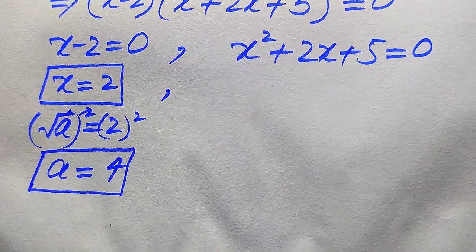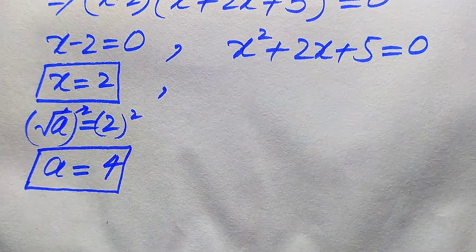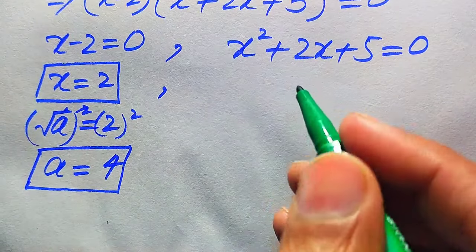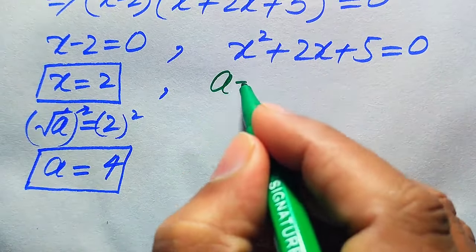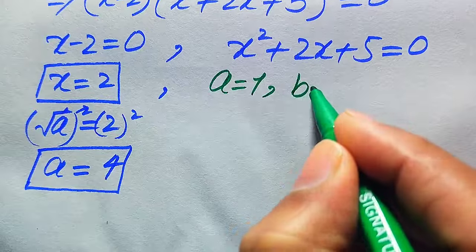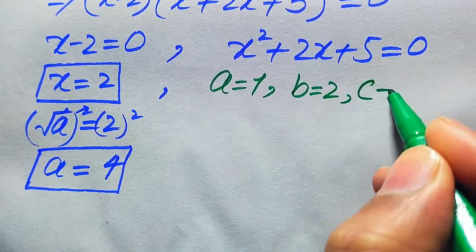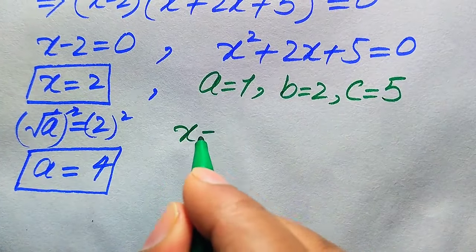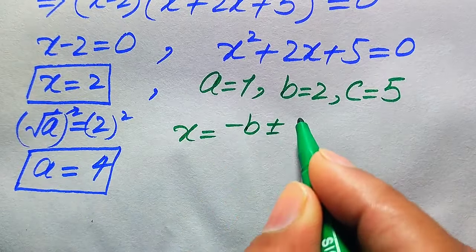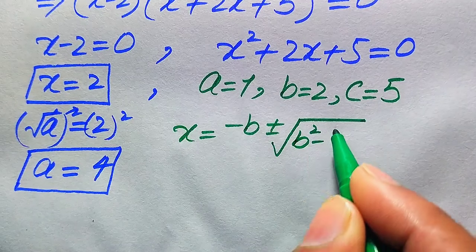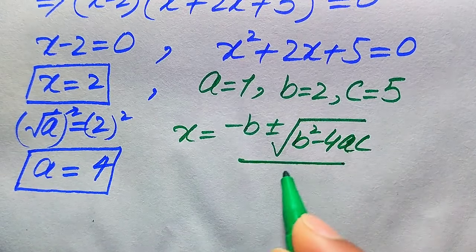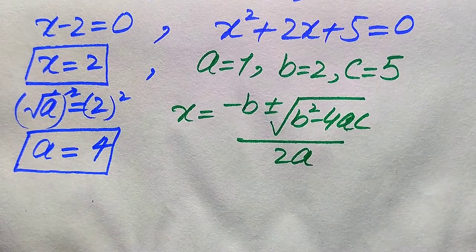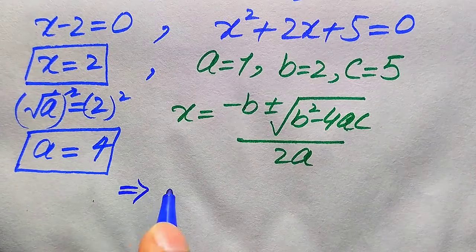And now, in order to find the other roots, we need to solve this quadratic equation. So we use the quadratic formula. For this we write the coefficients of this equation: a equals 1, b equals 2, and c equals 5. And we state the quadratic formula as x equals minus b plus minus square root of b squared minus 4ac, divided by 2a. This is our quadratic formula.